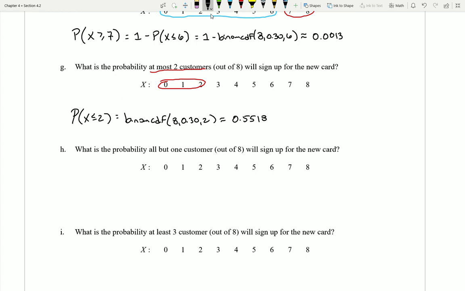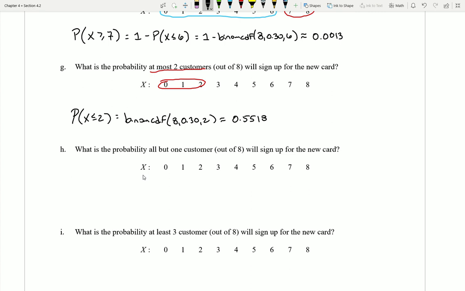For part H, what is the probability that all but one customer out of the 8 sign up for the card? Now this is one that most people got wrong, so if you end up getting this one incorrect or struggled to come up with an answer for this, don't be too surprised. It really ties back to the idea that we have to understand what X represents. If we don't know that, it's very hard to answer questions like these.